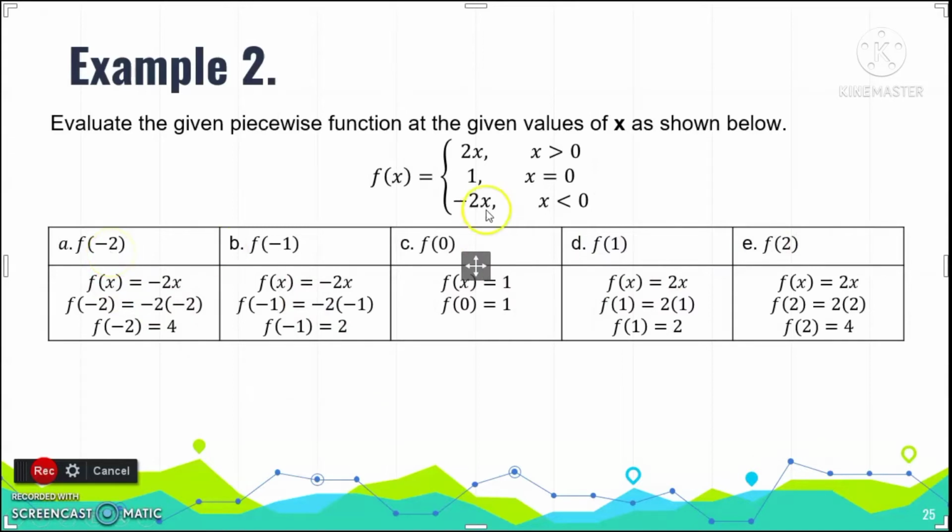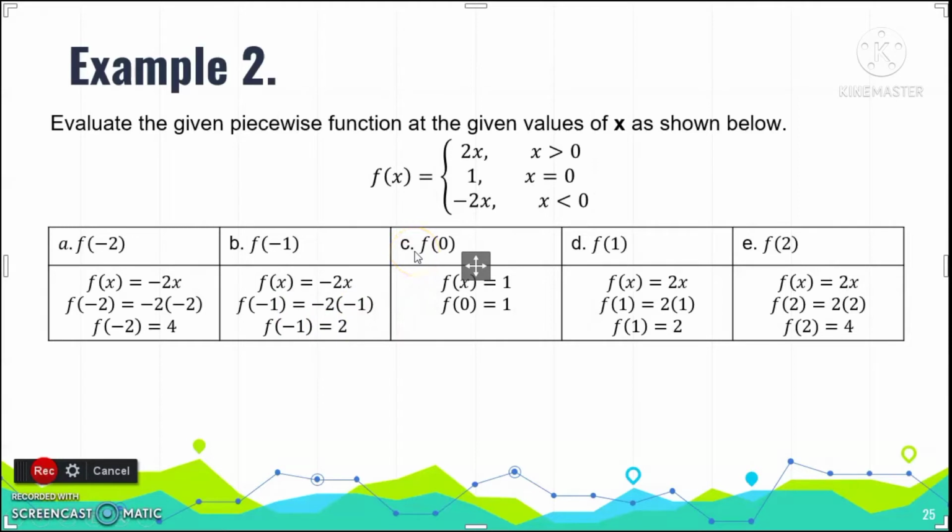-2 belongs to the negative f of x. f of x is equal to -2x because -2 is less than 0. So therefore, we're going to use -2x. Substituting the values here, you have an answer 4. Letter B, f of -1. -1 is less than 0, therefore we're going to use f of x is equal to -2x. -2 times -1, therefore the answer is 2.